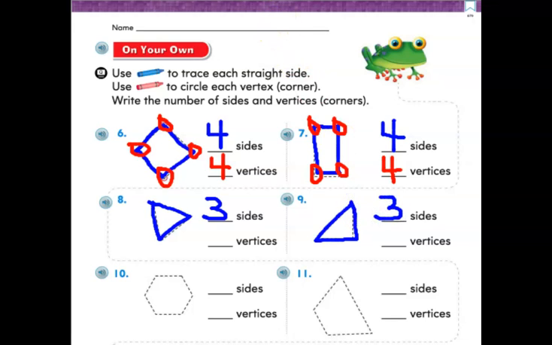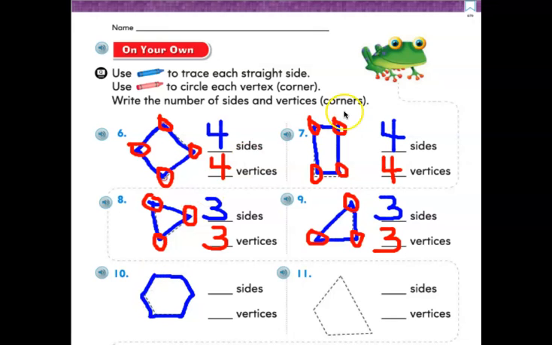Okay, trade back and get my red crayon. Circle the 1, 2, 3 corners or vertices. Same with this one because it is a triangle as well. We have 3 vertices. Okay, we have 2 more shapes. Do you remember what this shape is? Awesome job. All right, let's go back and get my blue. 1, 2, 3, 4, 5, 6. And this is a hexagon.